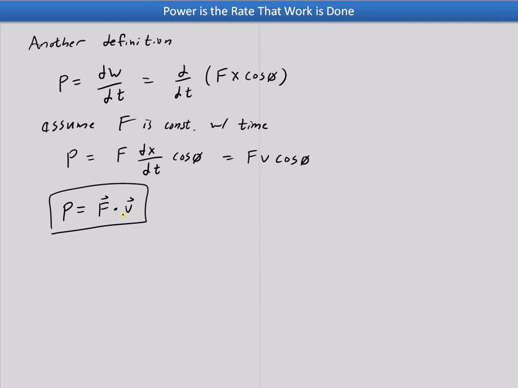As a reminder, we'll put that over here. Work was the dot product between force and displacement, take the time derivative of that, and you get velocity. So really not such a surprising thing.